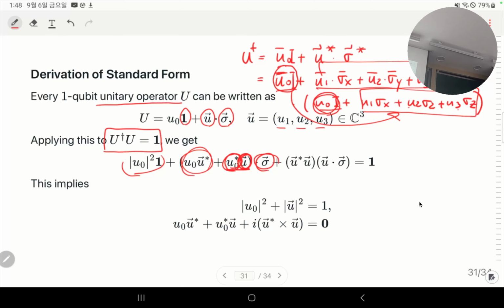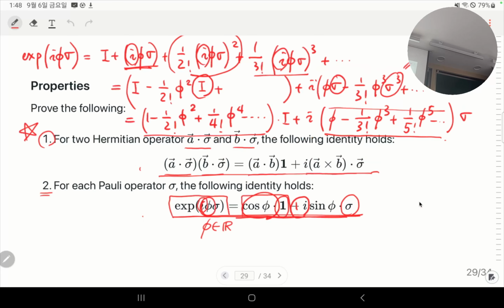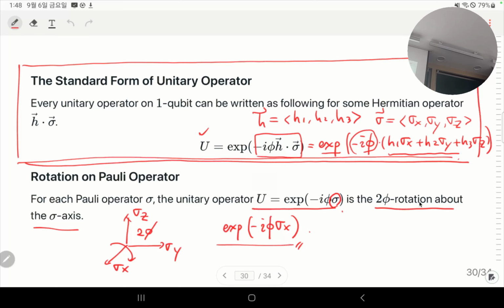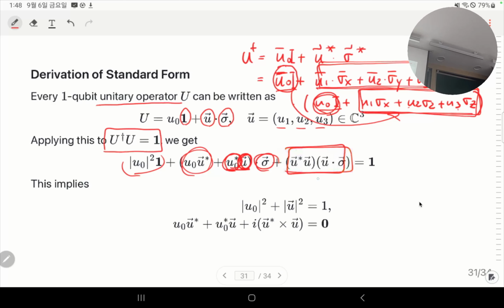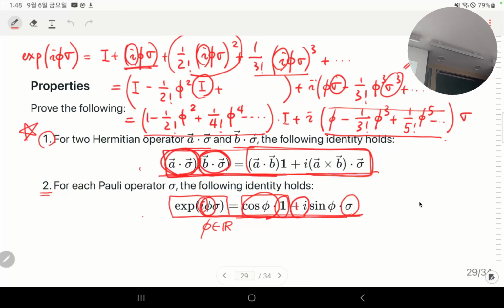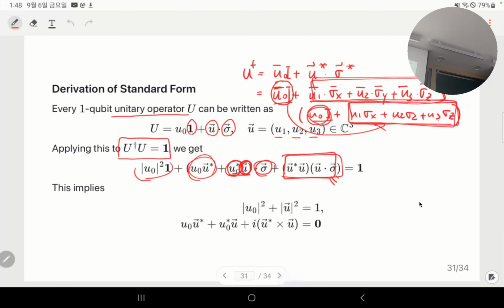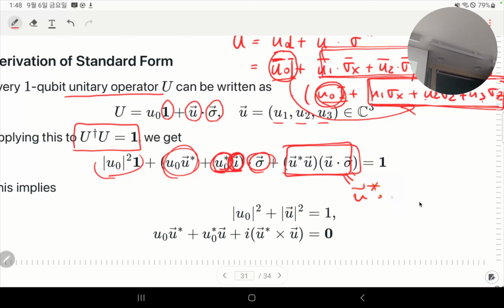And the last part is multiplying these terms with these terms. That actually comes from the previous property that I didn't prove yet. So if you multiply linear combinations of Pauli matrices, then you get this identity. So that's why we have this here. I didn't apply it yet. So this goes to U star inner product U, plus I U star cross product U inner product sigma, okay?